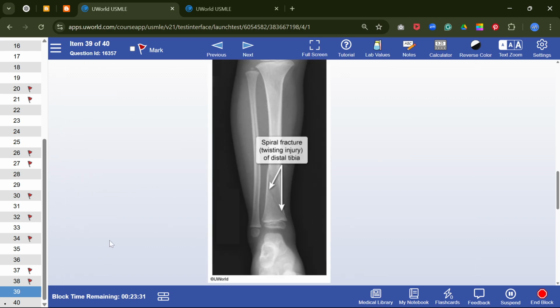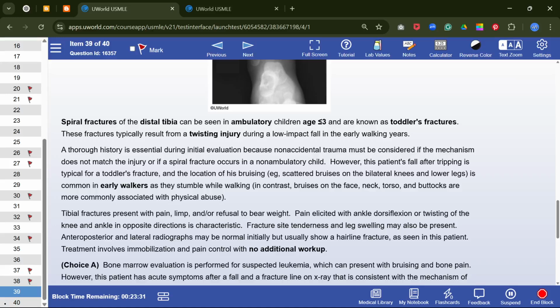Toddler fracture. Okay. Spiral fracture of the distal tibia in an ambulatory child age 3 or less than 3 is known as a toddler fracture. These fractures typically result from a twisting injury during a low impact fall in the early walking years.